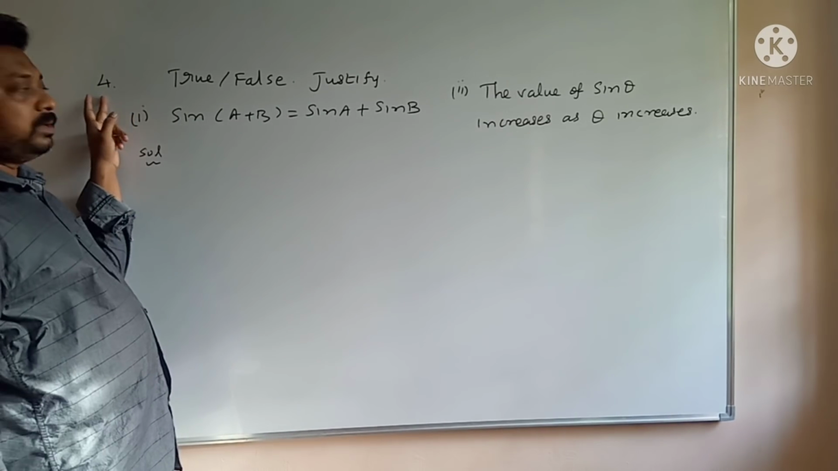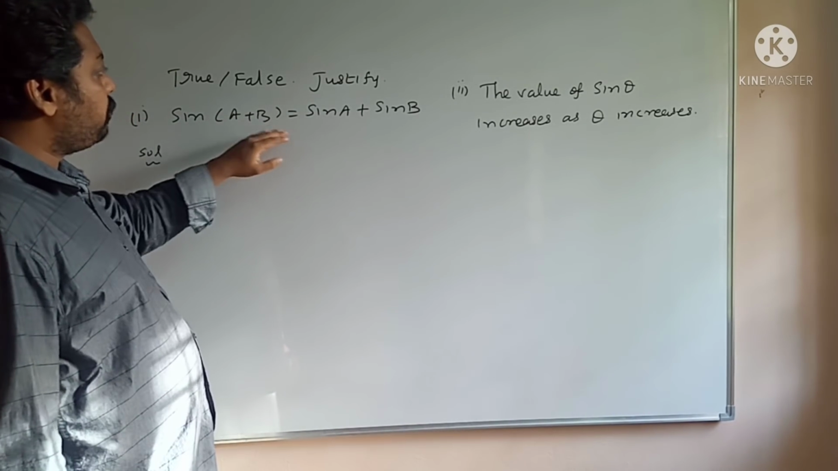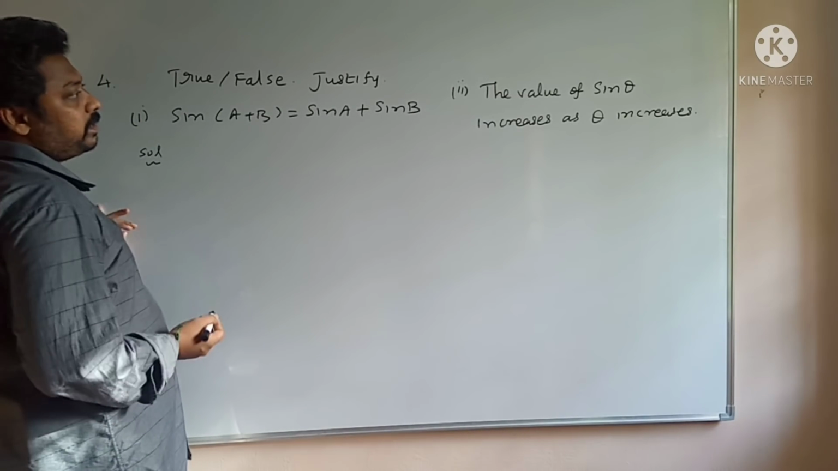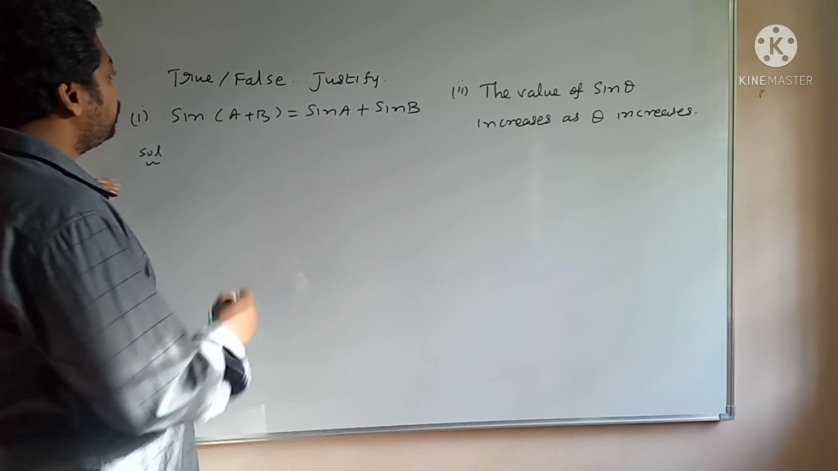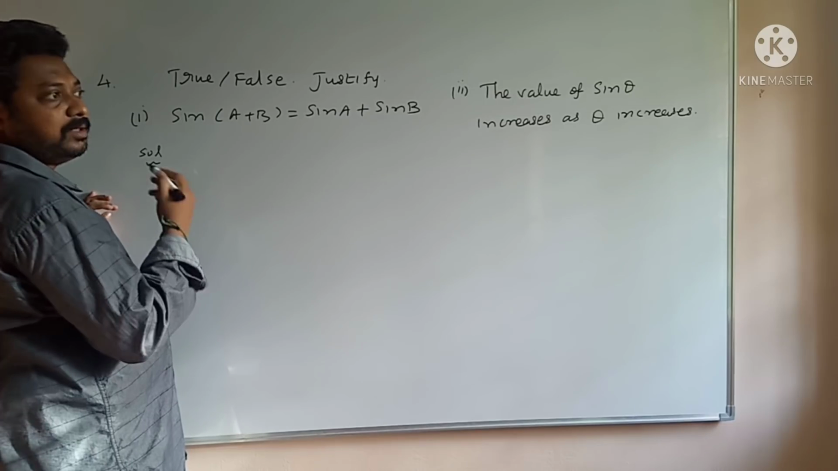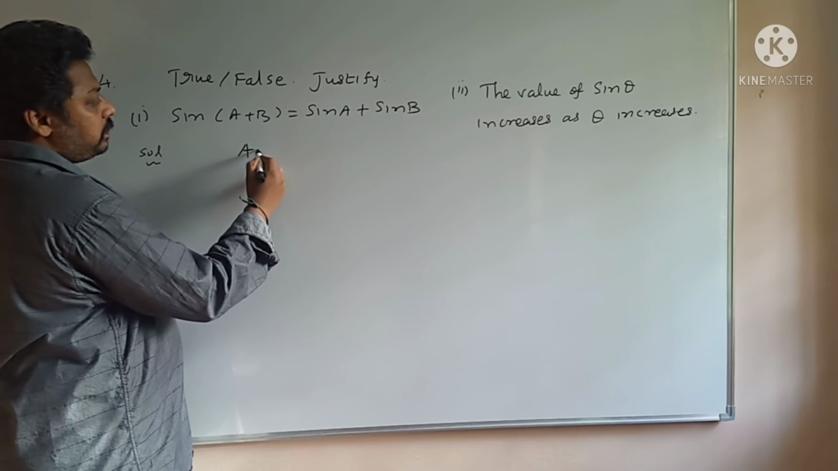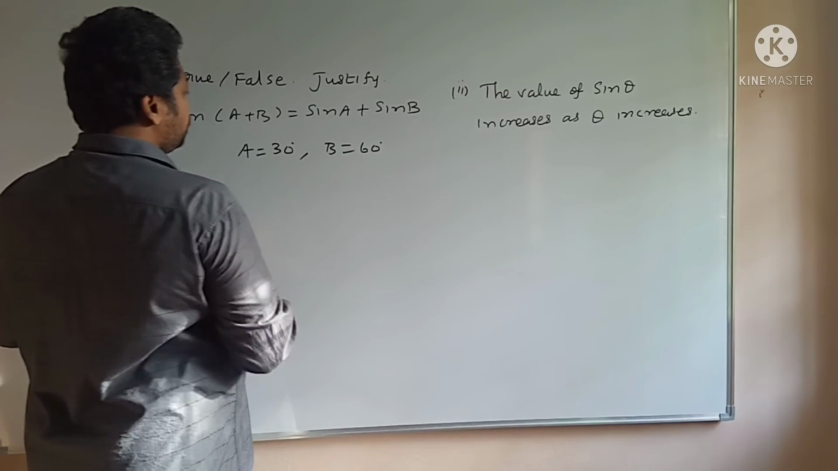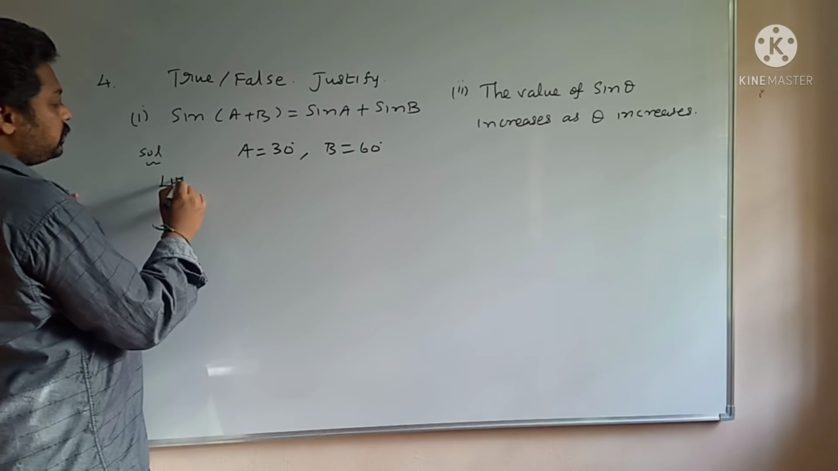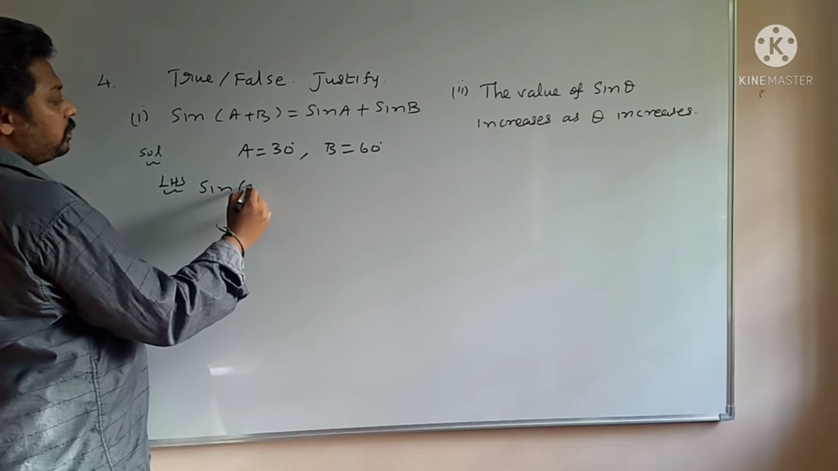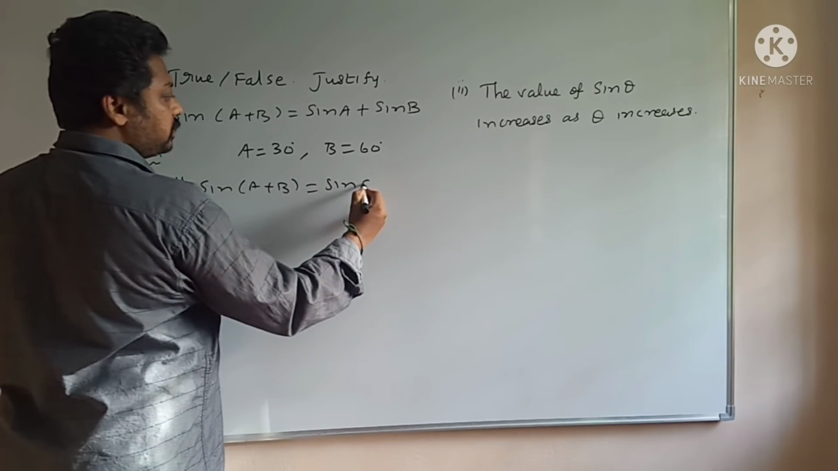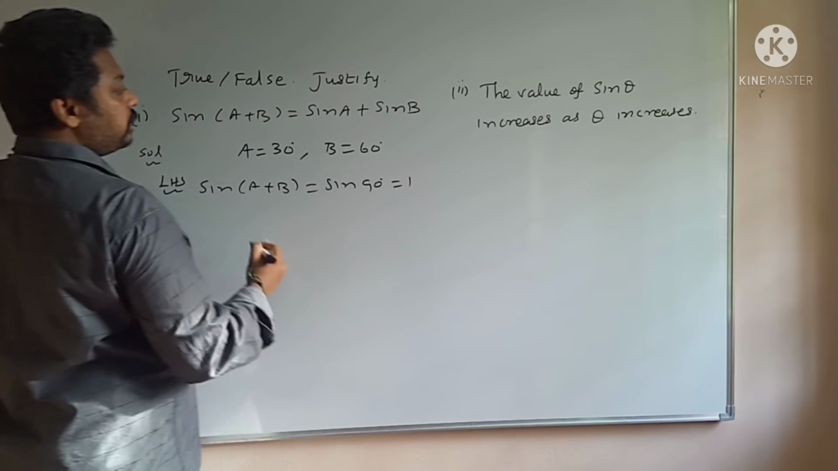Coming to the fourth derivative, first Roman, sin of a plus b is equal to sin a plus sin b. Okay, so let us take any two angles for a and b and let us try to verify the same. Fine. So let a is equal to 30 degree, b is equal to 60 degree. So what is LHS? So sin of a plus b, that is equal to sine of 30 plus 60, it is 90. So sine 90 is 1.